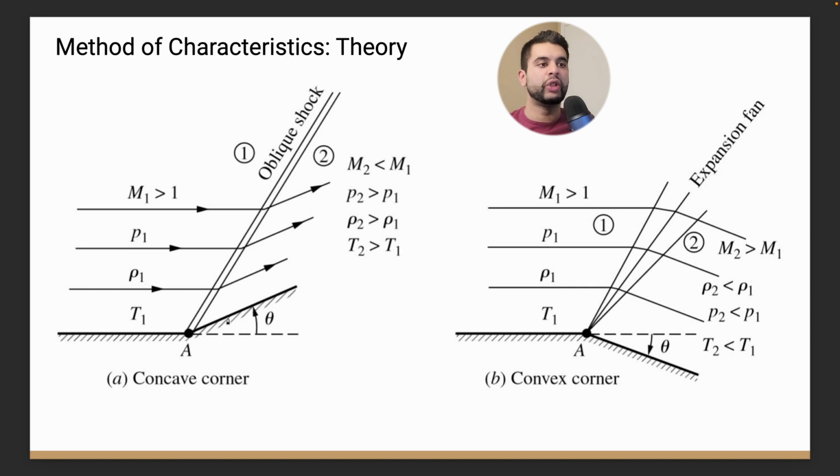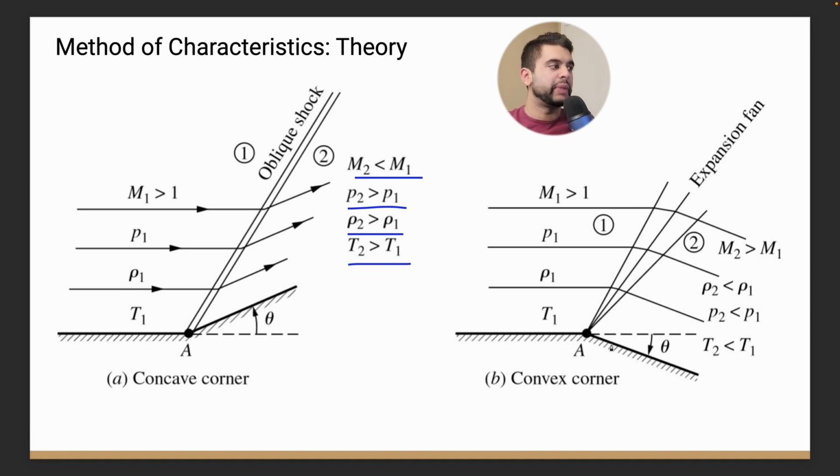Let's say you have a fluid moving along a wall and the wall turns like this. You will have a shock wave. In a shock wave, the flow slows down, the pressure increases, the density also increases, and so does the temperature.